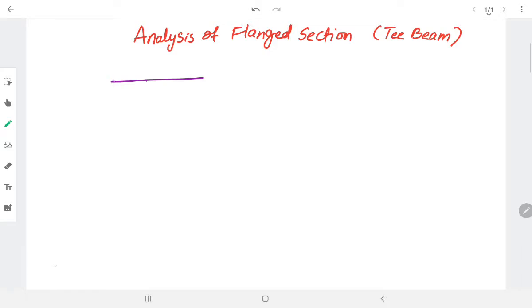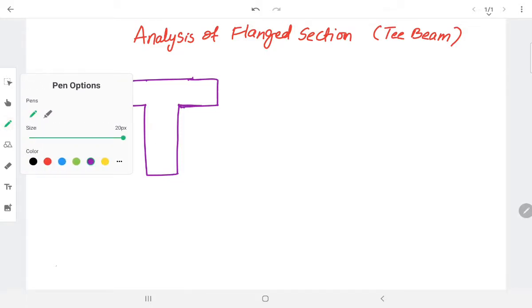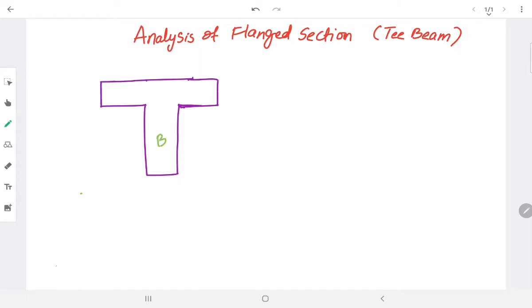Here the T-beam looks like this. As the name indicates, it looks like a T shape. It may not be visible whenever you take the structure, but based on the action, we can call it the T-beam. This is the beam, and this one is the slab. When you cast them together and treat the beam and slab as a monolithic section, it will act as the T-beam.